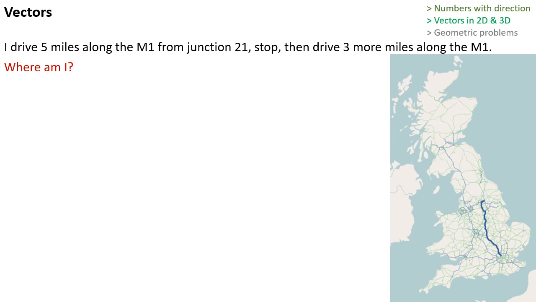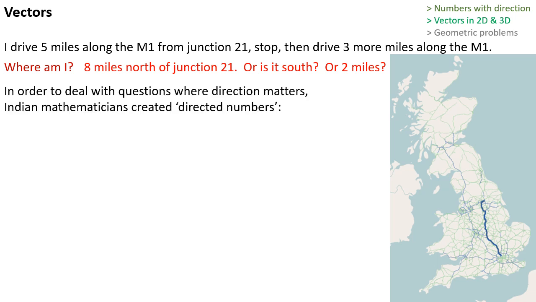Right, here's what you might have found. We've either got 8 miles north of junction 21, that's assuming that I drive north initially and I continue driving north afterwards, or I might only be 2 miles north if I manage to find a way of turning around and driving 3 miles back the way I came, or potentially I am now south of junction 21. But again, either 8 or 2 miles, depending on which way I go at each particular point.